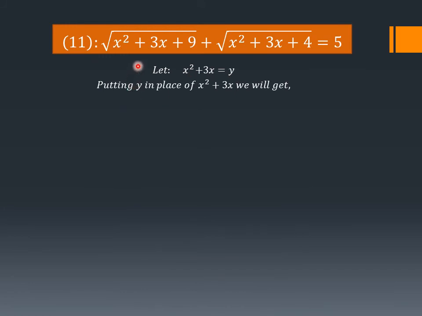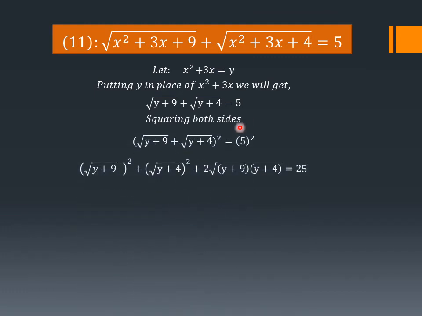We will replace x square plus 3x as y in the given equation. The equation will become under root y plus 9 plus under root y plus 4 equals to 5. The next step is the same. We will take the square on both the sides. After taking the square, under root y plus 9 will behave as a and under root y plus 4 will behave as b. So a plus b whole square is equals to a square plus b square plus 2ab equals to the square of 5 is 25.